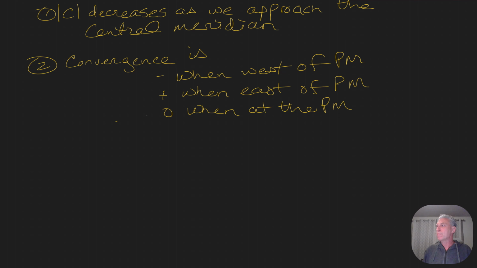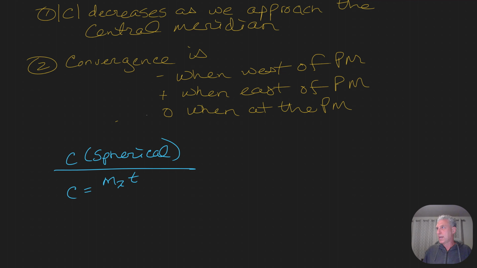So now I'm just going to wrap up here in a nutshell. So for the spherical model of convergence, we have C equals m lambda times the tangent of psi over r.